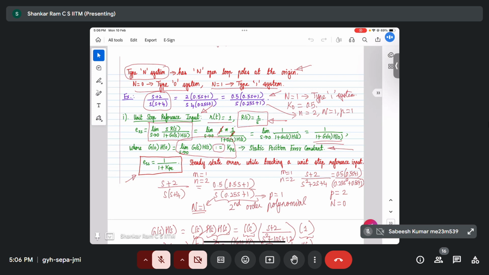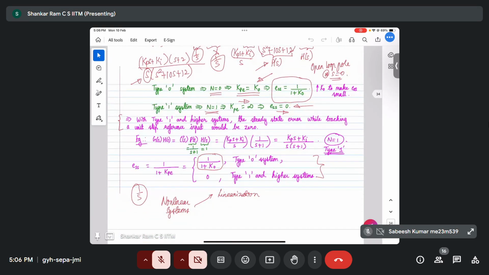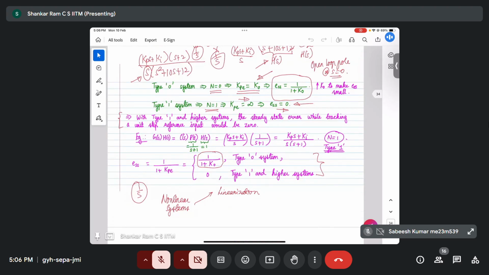Steady state error with respect to a unit step reference input was obtained as 1 divided by 1 plus K. Okay, so we saw that only for a type 1 and higher system could we have zero steady state error, right? Because for a type 0 system, the value of KPE was the open loop gain K0, and we can assure zero steady state error when tracking a constant step input only if we had a type 1 system or higher. Okay, so that is very important.